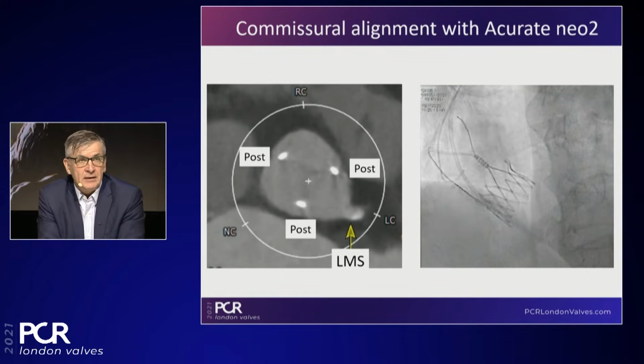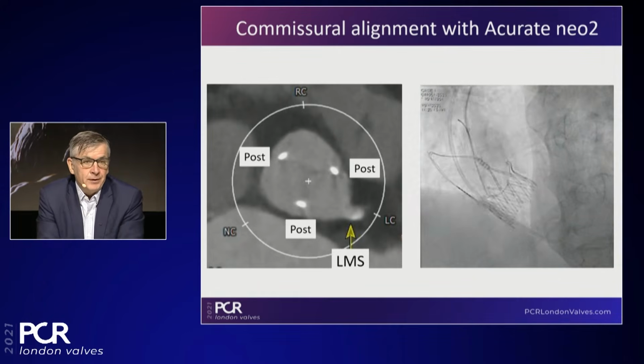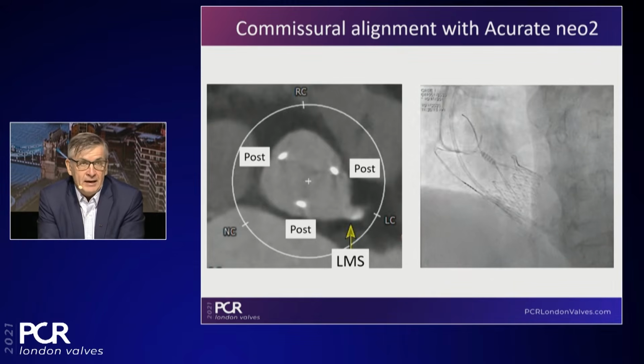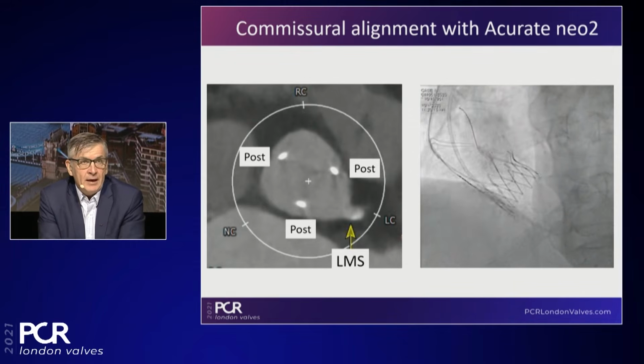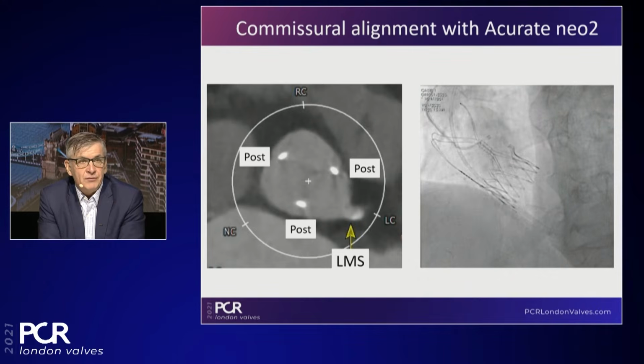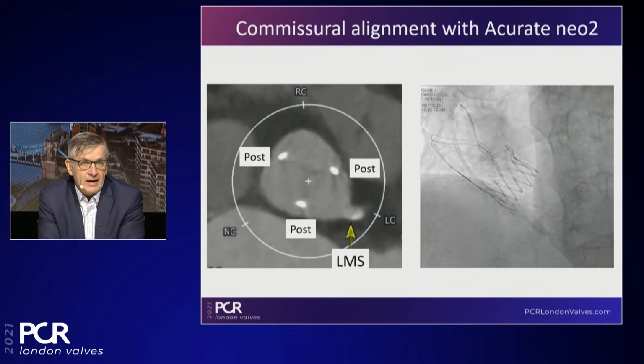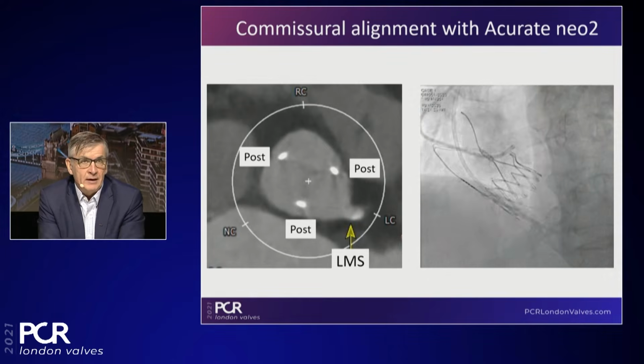And you see here, this is a live cannulation of the left main artery after valve implantation. And as long as you've got commissural alignment, it's very easy to engage the coronary arteries despite having a supra-annular leaflet position.